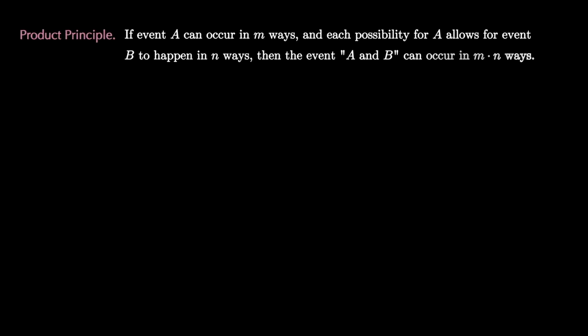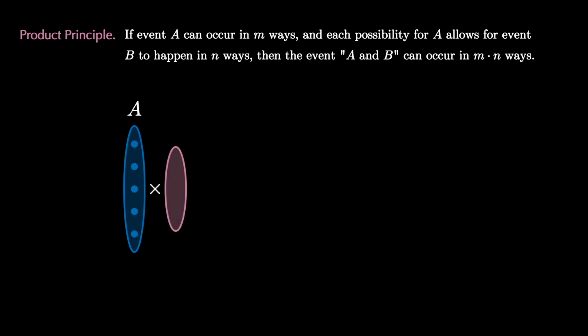The second important counting technique is known as the product principle. The product principle states that if event A can occur in m ways and each possibility for A allows for event B to happen in exactly n ways, then the event A and B can occur in m times n ways. We can think of this as a direct translation of the formula for the cross product from set theory, because event A and B corresponds to an ordered pair of something from A followed by something in B.